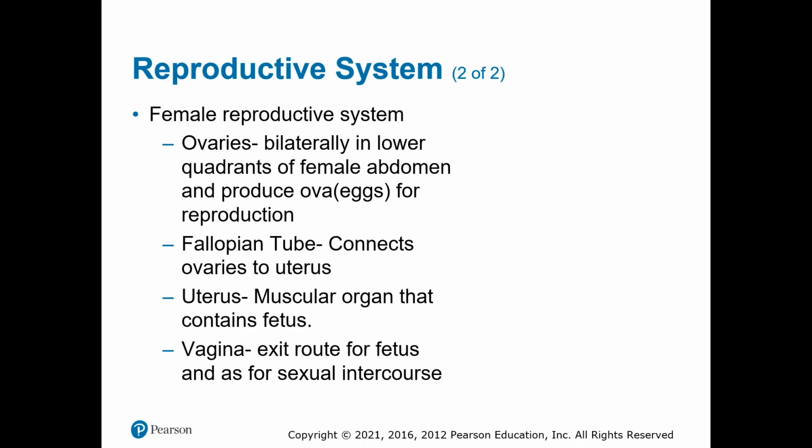In the female reproductive system, it's a little bit more complex. You have your ovaries, which are bilaterally in the lower quadrants of the female abdomen, and they produce the ova or eggs for reproduction. From your ovaries, you have your fallopian tubes that connect the ovaries to the uterus, and then your uterus, which is a muscular organ that contains the fetus, and then your vagina, which is the exit route for the fetus and is used for sexual intercourse.